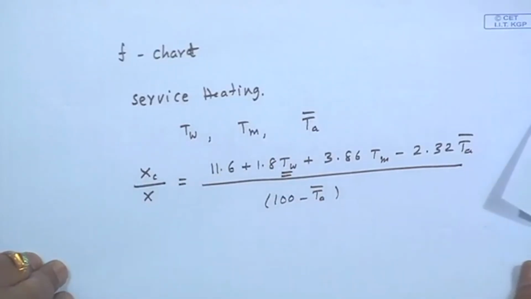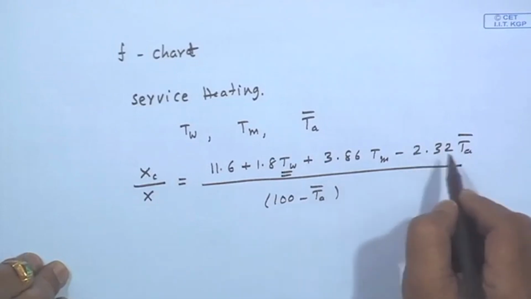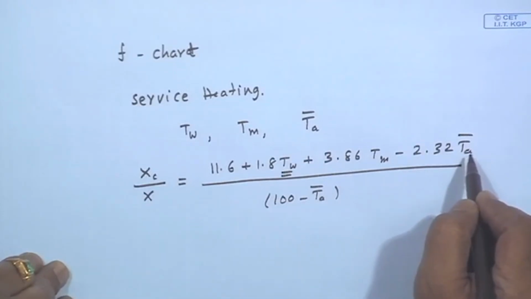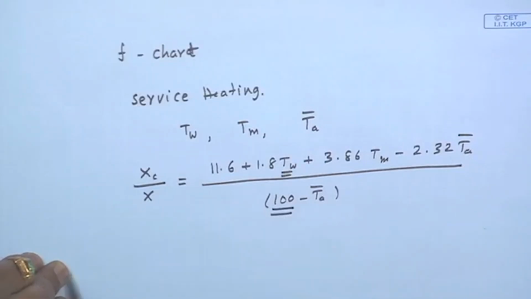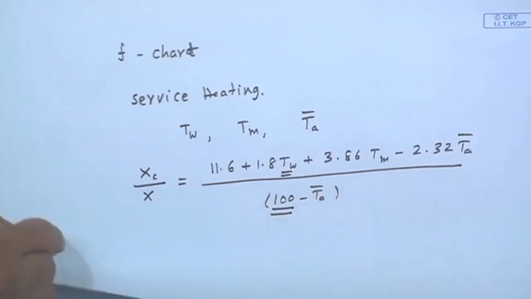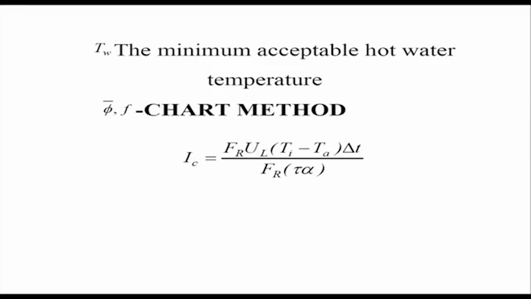and you have a service water heating system, where Tm is the mains temperature and Ta bar is the ambient temperature, the monthly average daily ambient temperature. Once again, I have emphasized this 100 has absolutely nothing to do with the boiling point of water. This is only a scaling factor in defining x. So, TW is the minimum acceptable hot water temperature.